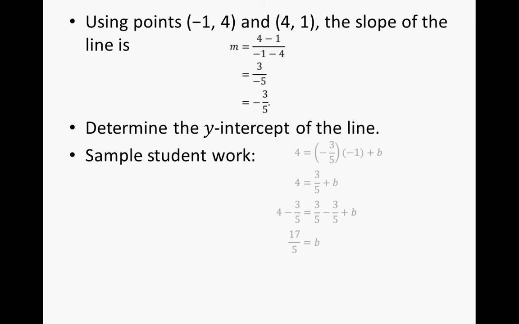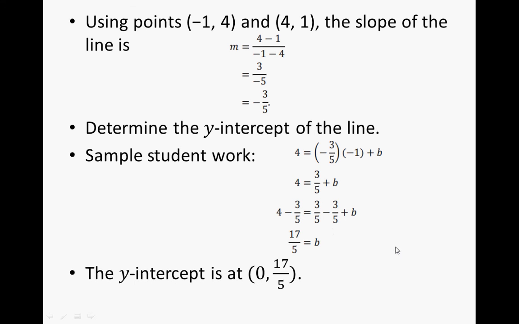And again, your sample work could look like this. Let's say we use (-1, 4). So that means that -1 is substituted for x and 4 is substituted for y. -1 times -3/5 would be a positive 3/5. Subtract 3/5 from both sides and we would get 17/5 is equal to b. So that means our y-intercept is at (0, 17/5).